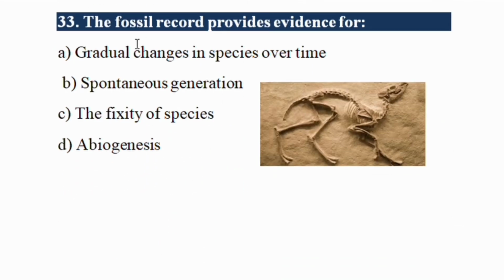The fossil record provides evidence for gradual change in species over time, spontaneous generation, the fixity of species, abiogenesis. So here the right option is alpha. The fossil record provides evidence for gradual changes in a species over time.